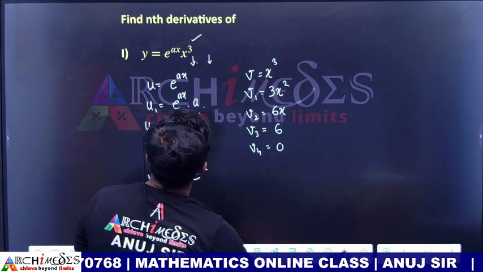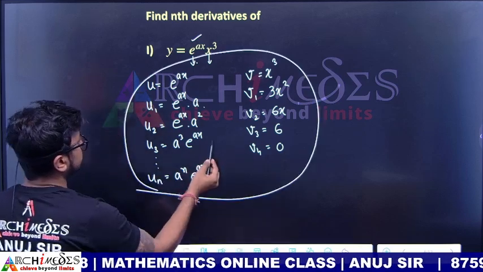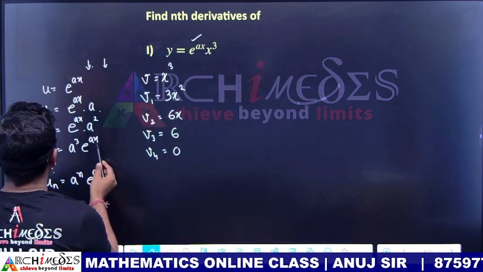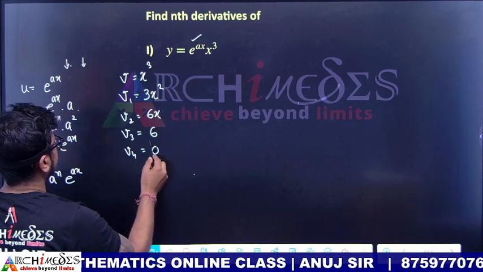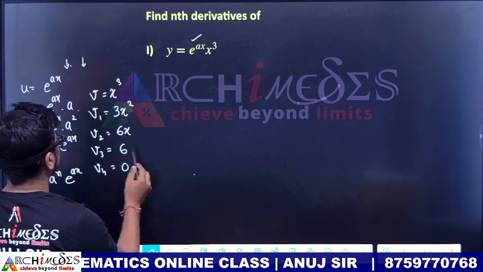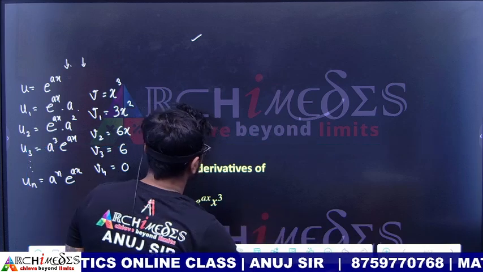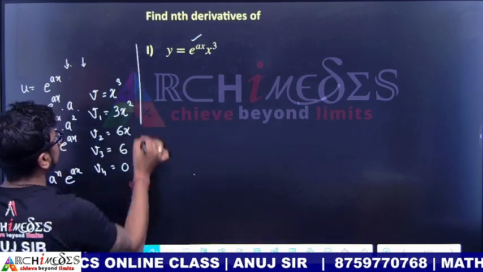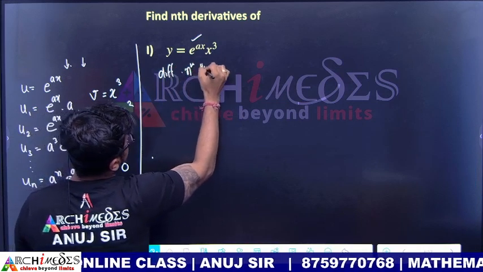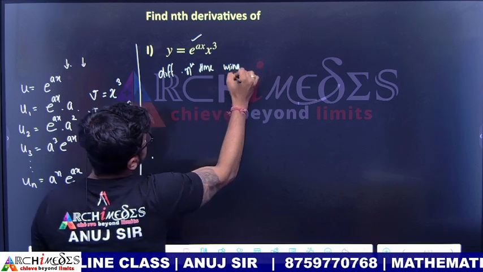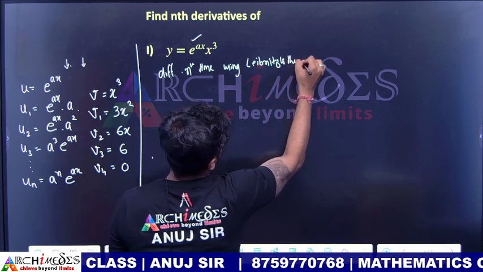Just wait. Okay, look over. So this you have to find. Clear? So look over. Now I'll write this one. So now I'll write, differentiating n times using Leibniz theorem. You have to mention this one.